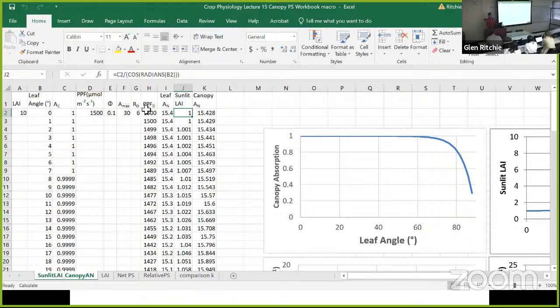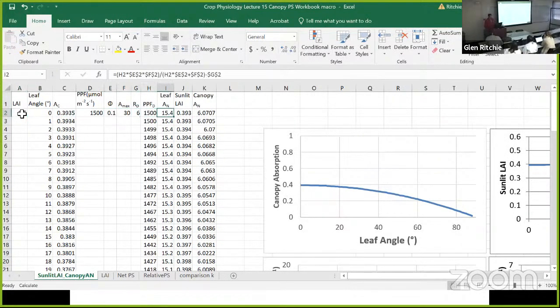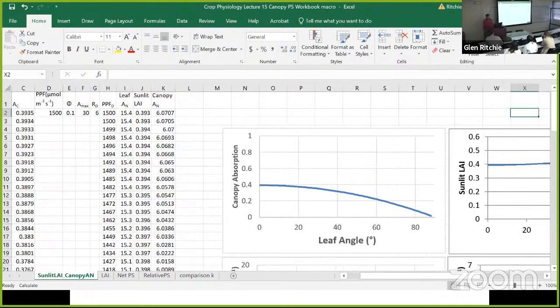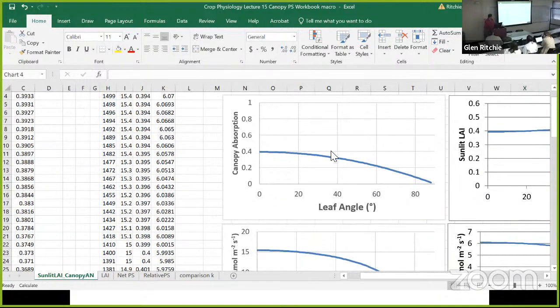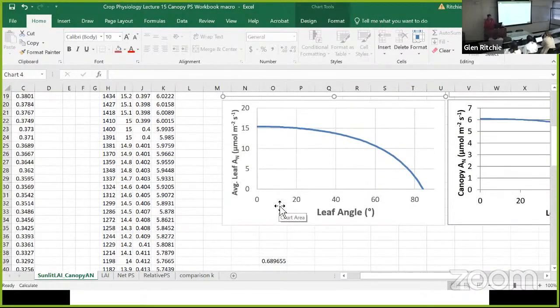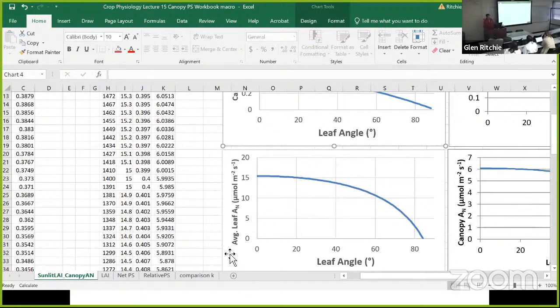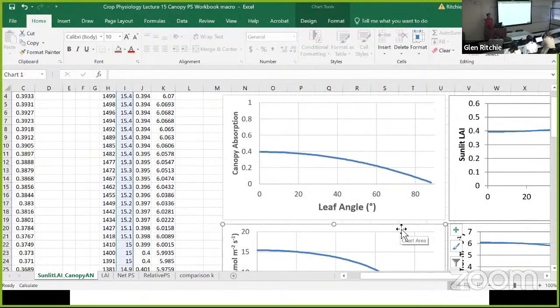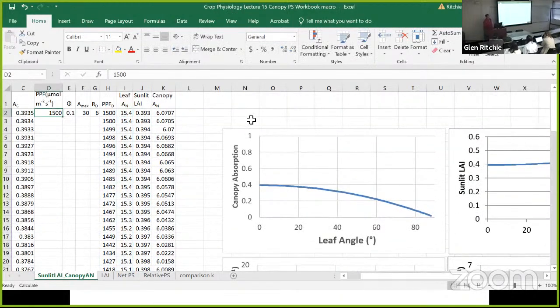but more leaves and more leaf area within the canopy is going to absorb sunlight. And so early in the season, at a leaf area index of 0.5, here's what your canopy absorption looks like with leaf angle. You can see that it's dropping off in this case. And if you look at the average leaf net photosynthetic rate, it also drops off with leaf angle. And this is a high light environment. I've got it at 1500 micromoles per meter squared per second, which is 3/4 of full sunlight on a sunny day.